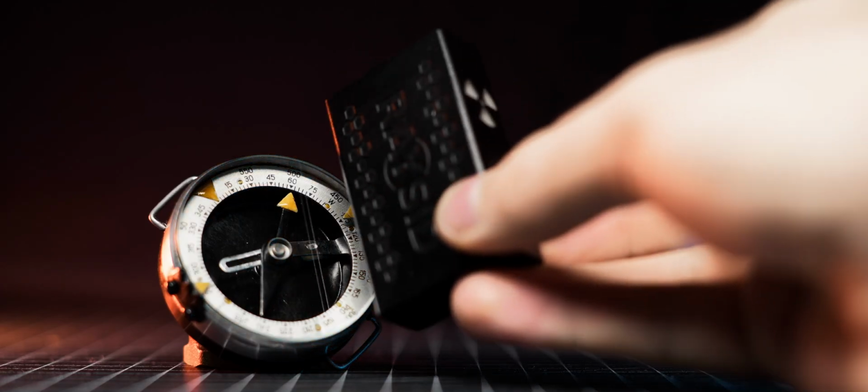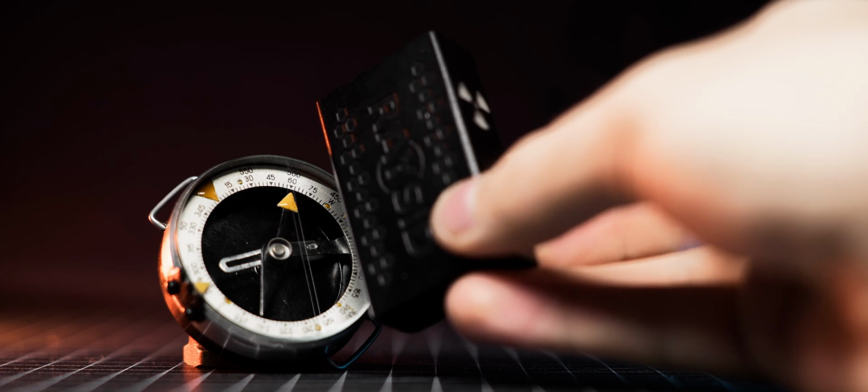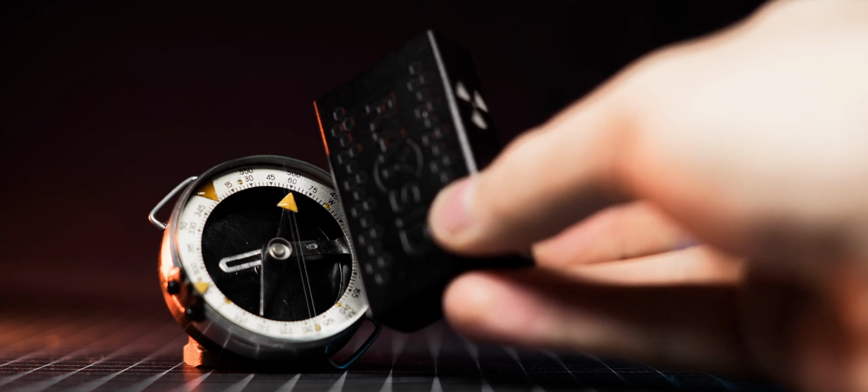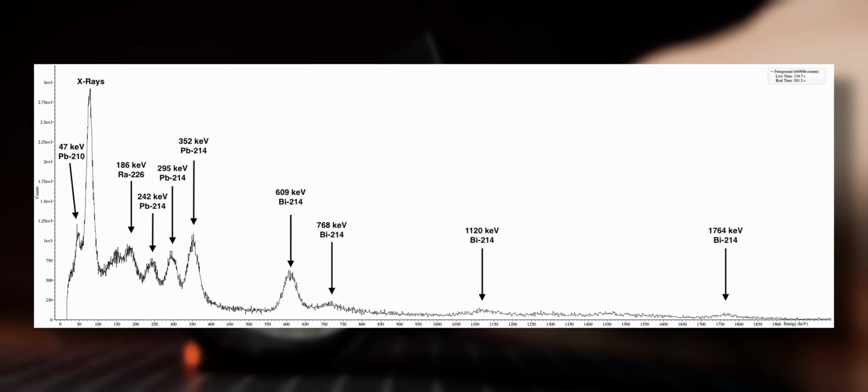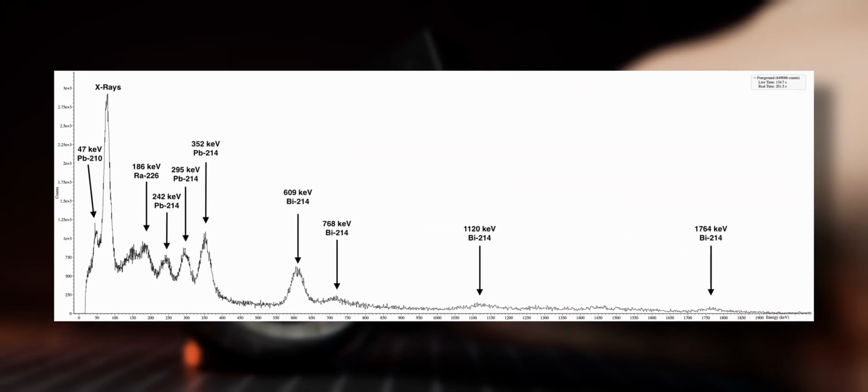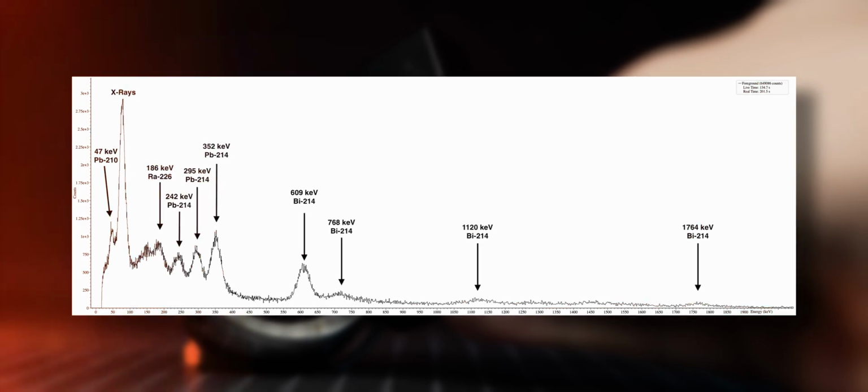The gamma dose rate is approximately 5.5 microsieverts an hour when measured with my Raysid at 1 cm distance, and a quick gamma spectroscopy showed clear peaks for radium-226 and its decay chain.